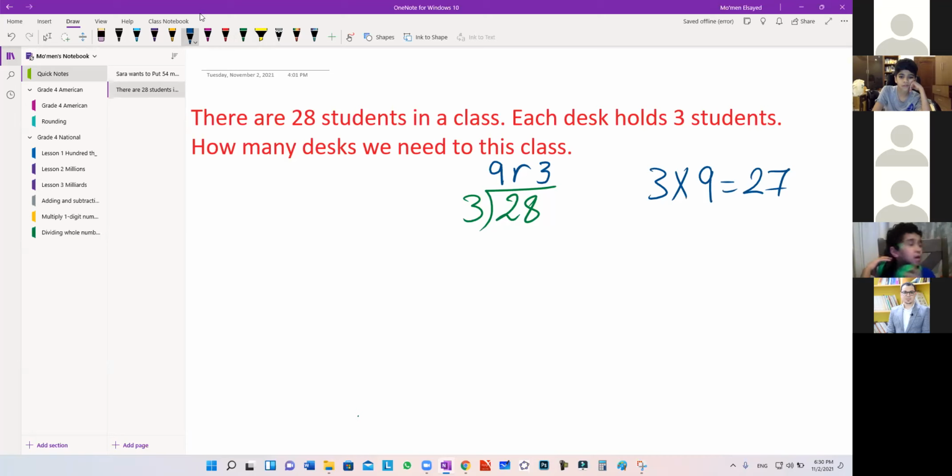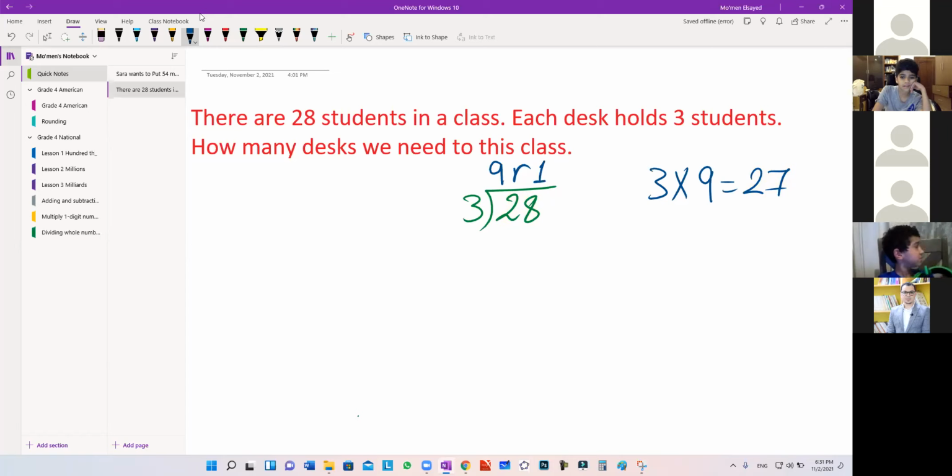Why 3? How can we get the remainder? We get the remainder if we subtract these two numbers. So it will be 1.